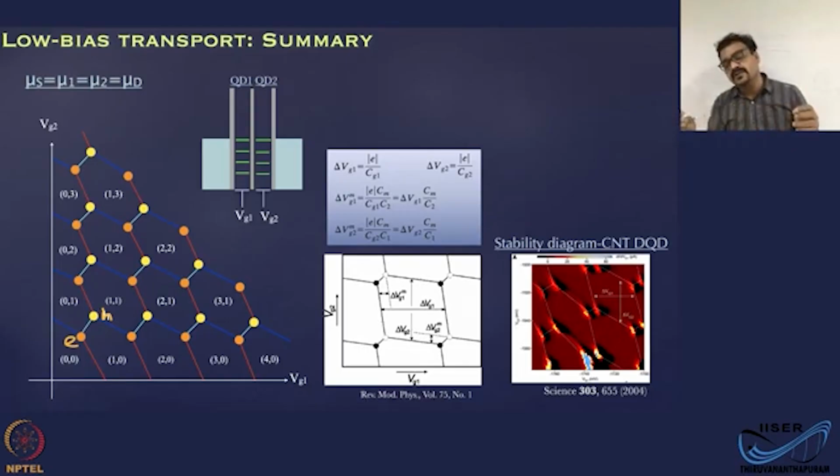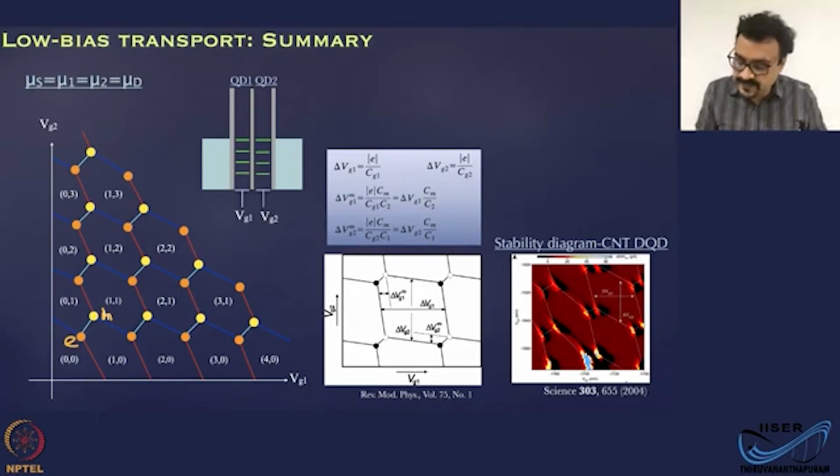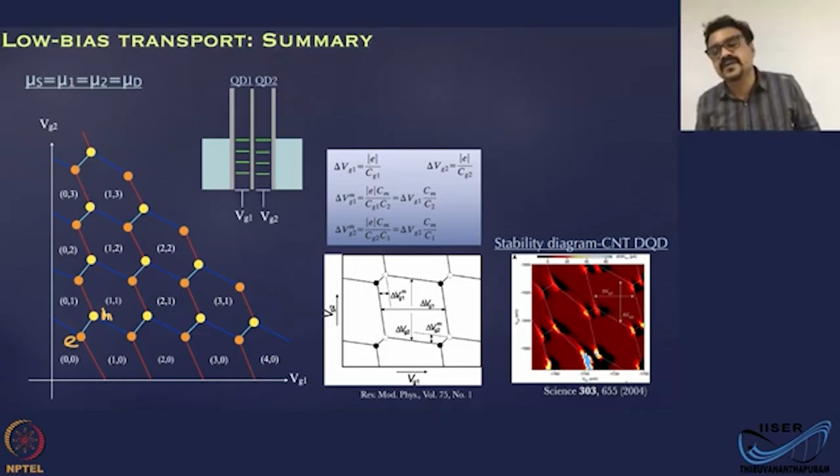And this is an experimental charge stability diagram for a carbon nanotube double quantum dot, where you have a carbon nanotube and two quantum dots are realized in it. And as we discussed, there are hexagonal regions, and the non-zero current is only there at these corners of the hexagon. Those are the triple points. Okay. So that is the summary of what we have so far.